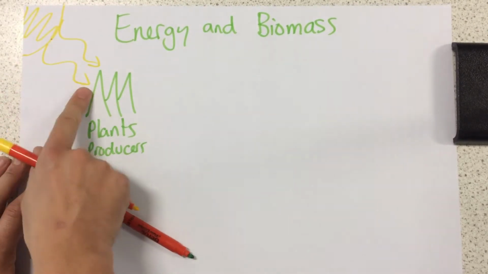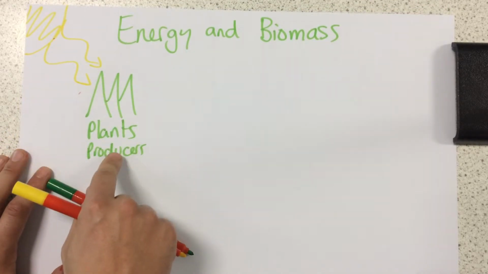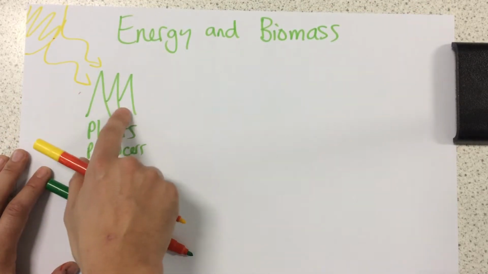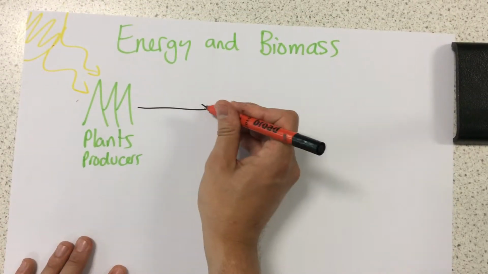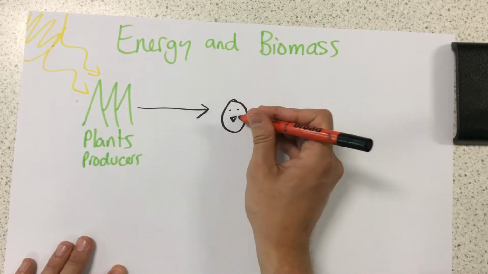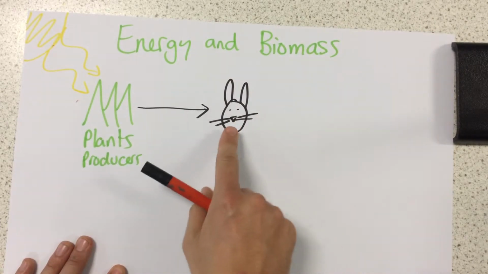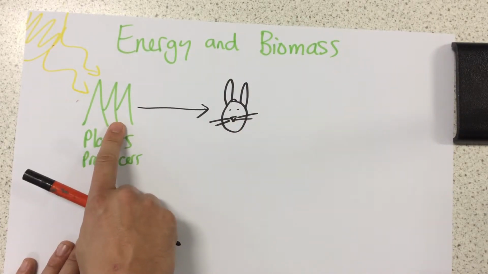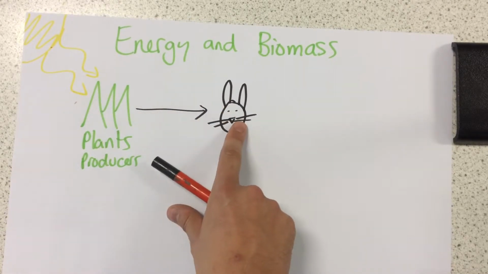So the light energy from the sun is really important in the process of photosynthesis that allows plants to produce their own food in the form of glucose. So what happens next? Now, in a food chain, we can show this energy being transferred by an arrow. Now, apologies for the drawing, but here this shows that this rabbit has eaten these plants. So the energy has been passed from the plants to the rabbit.